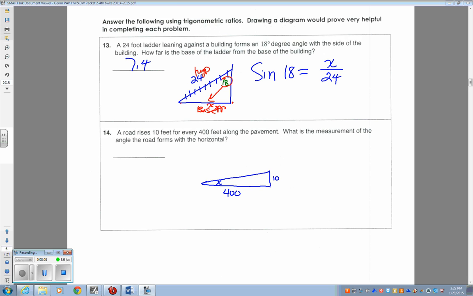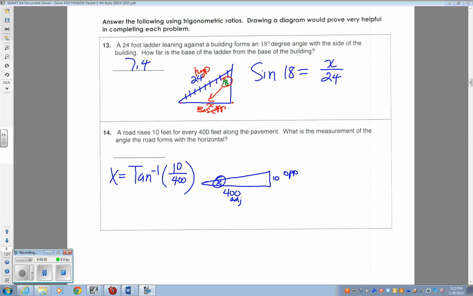All right, so it says the road rises 10 feet for every 400 feet along the pavement. So along the pavement, 400 feet, that would have to be horizontal. And it rises 10 feet, so that's vertical. What is the measurement of the angle the road forms with the horizontal? So this is what we're trying to find here. If I look, this would be opposite, and this is adjacent. We're trying to find the angle. So now we have to do what? Since we're finding the angle, got to do the inverse, okay? So tangent inverse, because tangent deals with opposite and adjacent, of 10 over 400. And that's what you put in your calculator.